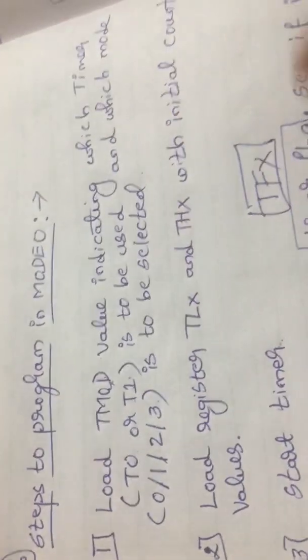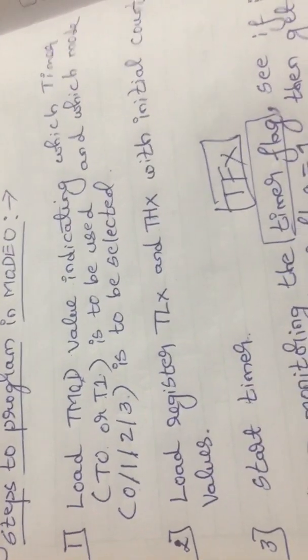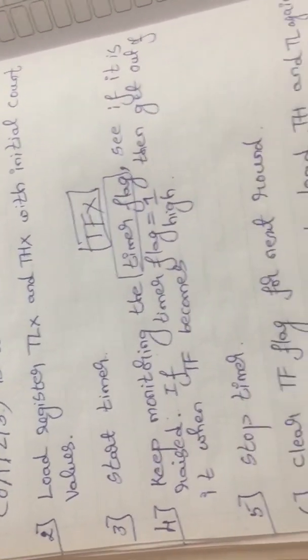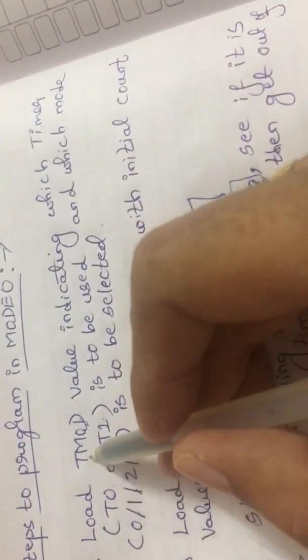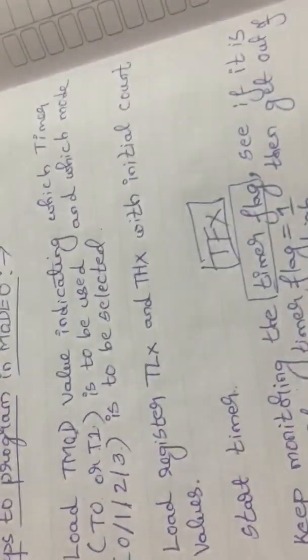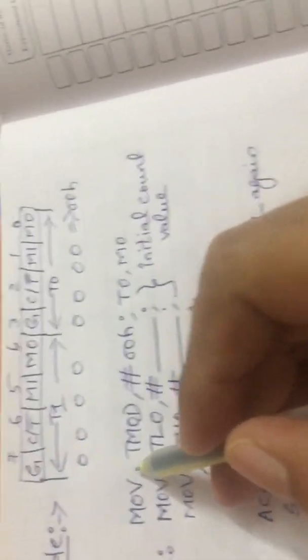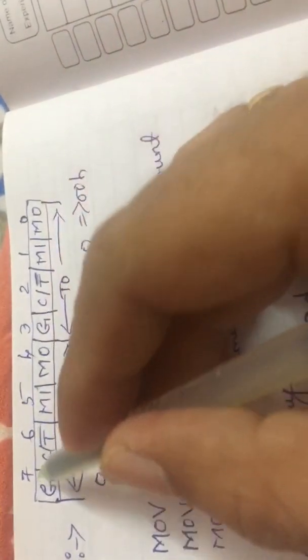0. So let us take a small example of how we can write the program for these cases. For these statements we need to write the program. What is step number 1? We have to load the TMOD value. So this is the TMOD value.